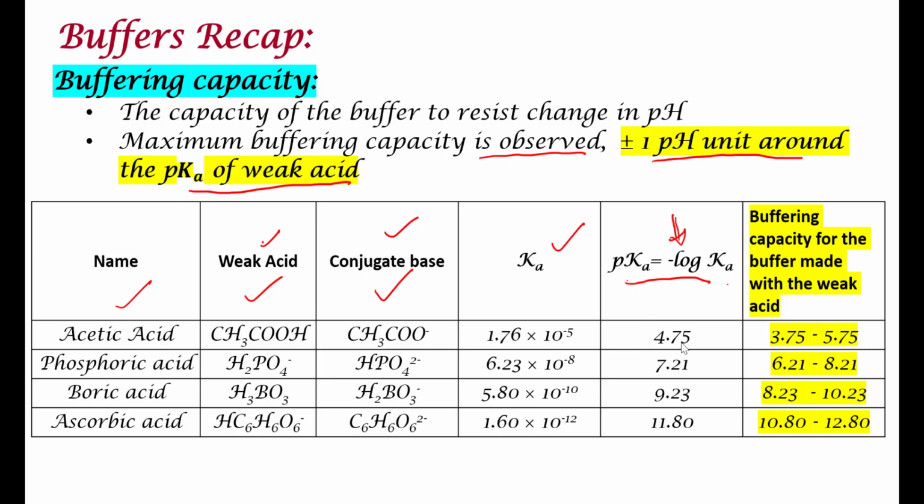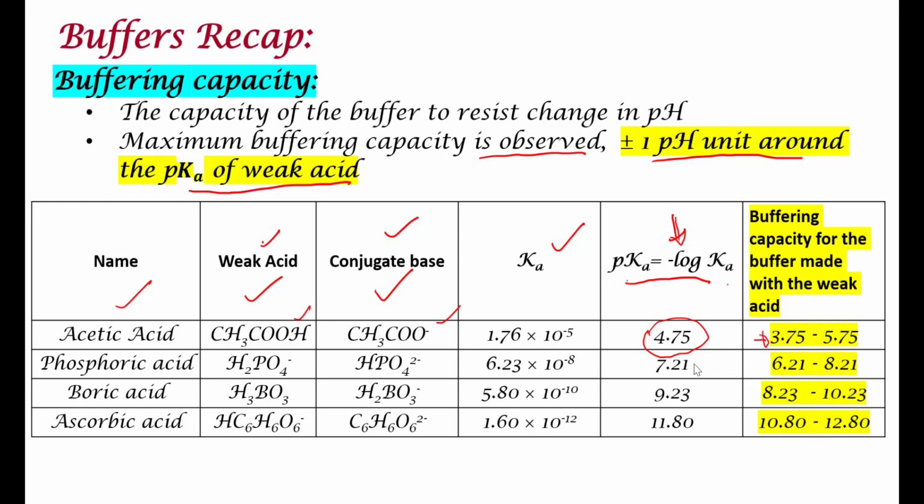So when you look at these pKa values, if you decided to make an acetic acid buffer or an acetate buffer using acetic acid and sodium acetate or some form of acetate ion, the pKa for the acid that we're using there is 4.75. So because the pKa for acetic acid is 4.75, if we were to make a buffer using this weak acid, the buffer will be really effective 1 unit around that pKa value. So the buffer is going to be effective in the pH range of 3.75 to 4.75. So that's what is listed here.